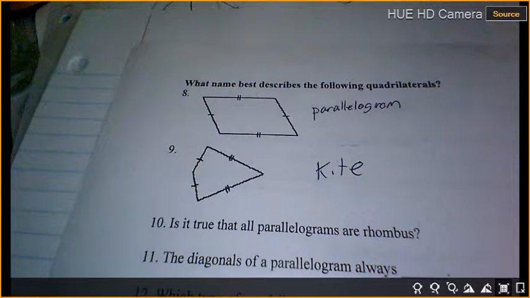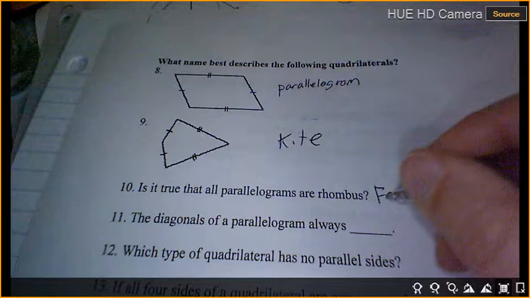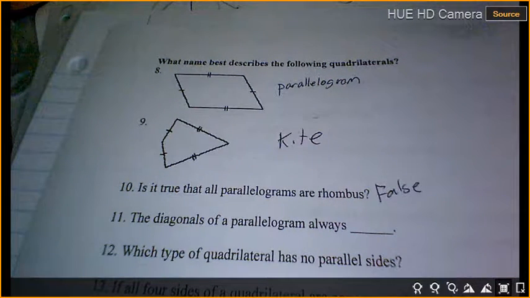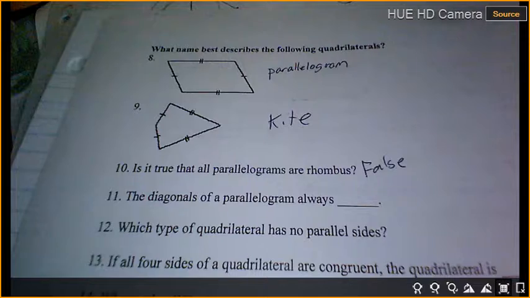Okay, is it true that all parallelograms are rhombuses, rhombi? False. What if I said it the other way? Are all rhombuses parallelograms? Yes. Okay, good. The diagonals of a parallelogram always bisect.